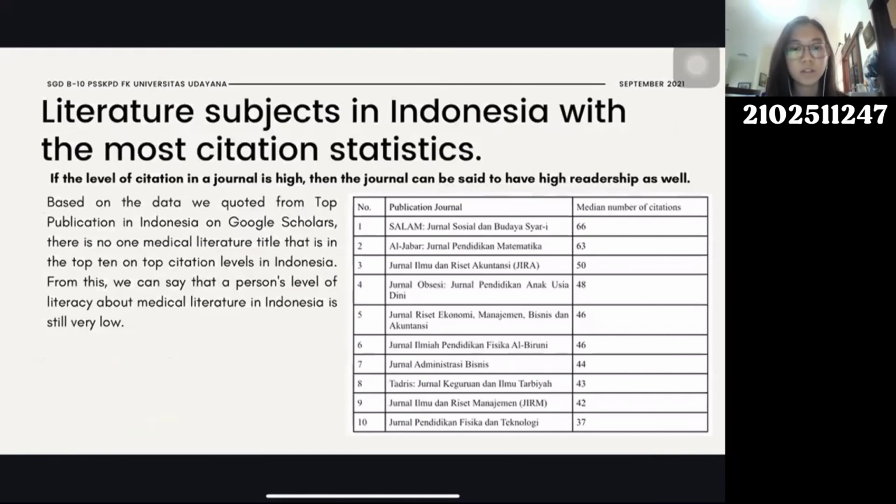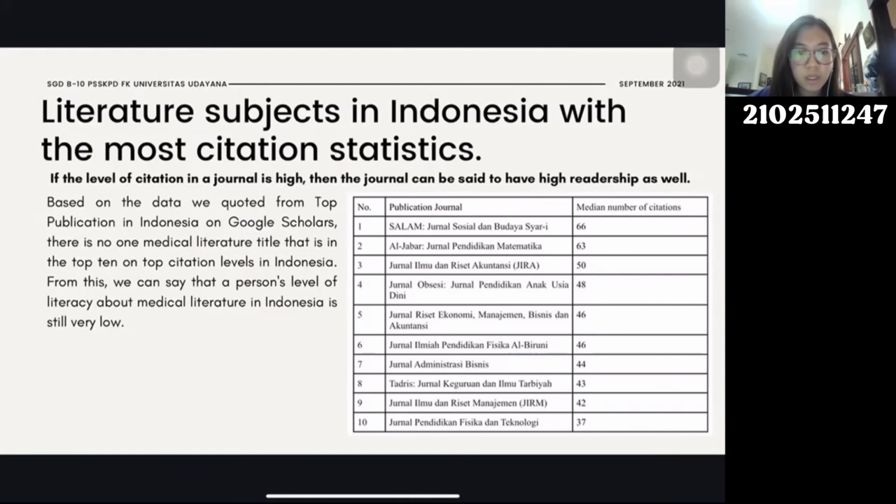Here we also want to add a table containing the titles of literature subjects in Indonesia with the most citation statistics. We can use the citation status of the literature as a reference for how many people use literature as a reading resource. So if the level of citation of a journal is high, then the journal can be said to have high readership as well.